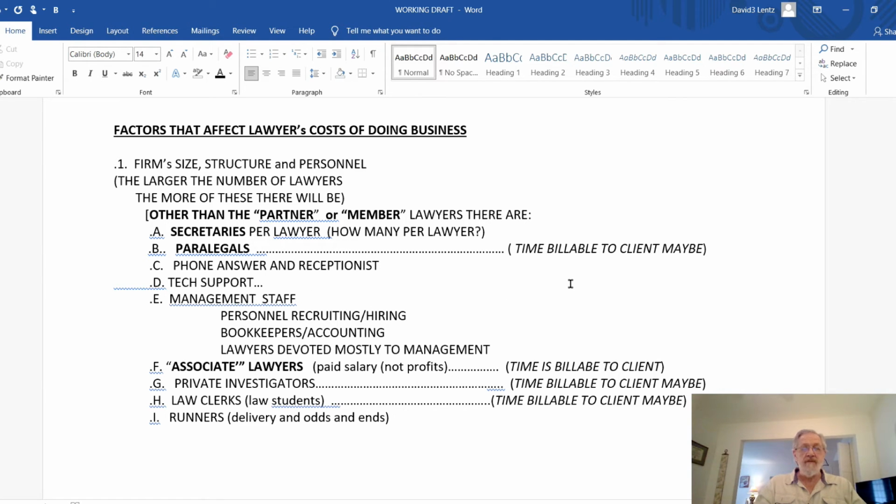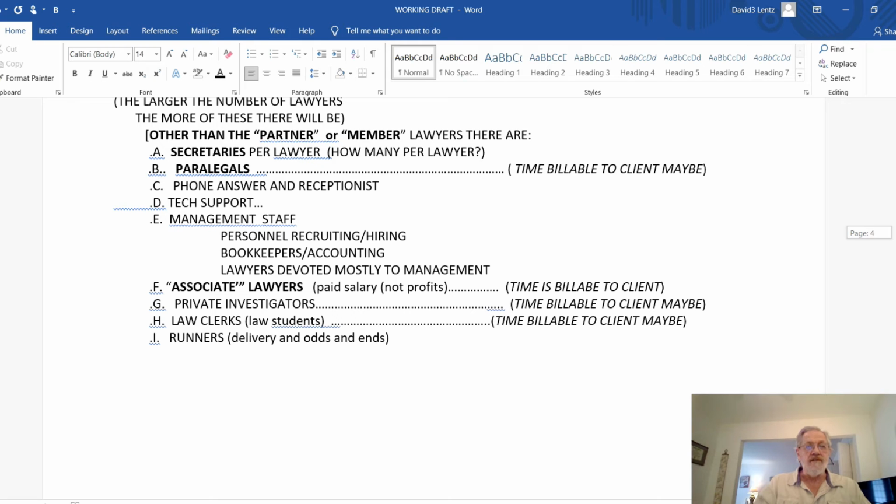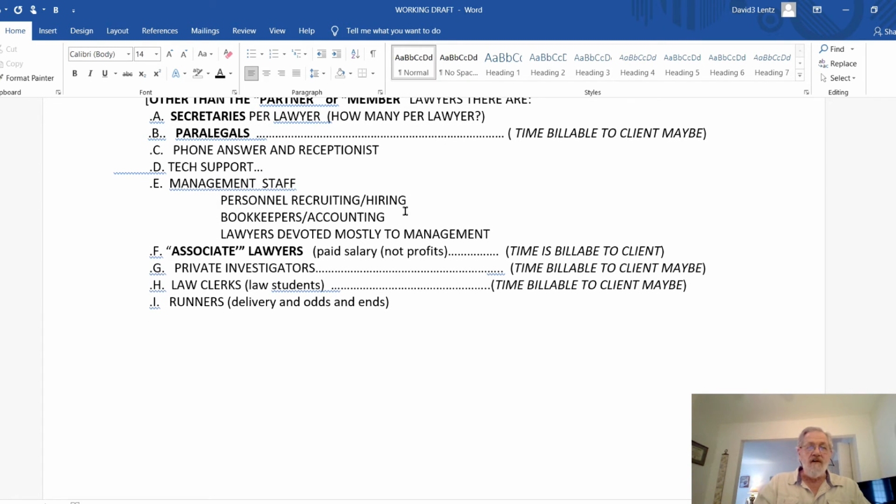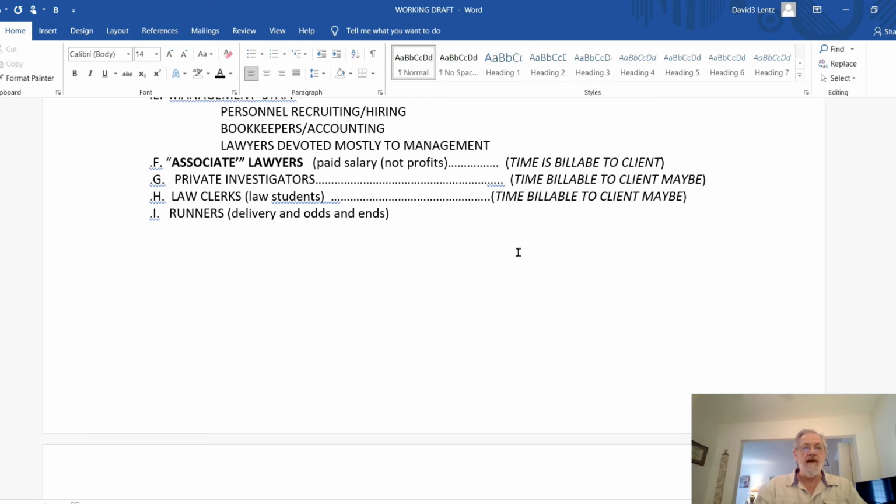You know, you've got to keep those computers and your intranet and your internet and everything going. And now with e-discovery and things like that, very, very important. And in really large law firms, you'll have lawyers, and sometimes they are partners, and they're devoted mostly to management. And then, of course, you've got your bookkeepers, your accountants, and the people in your human resources department that do recruiting and hiring. Then you've got your summer law clerks that are usually law students.